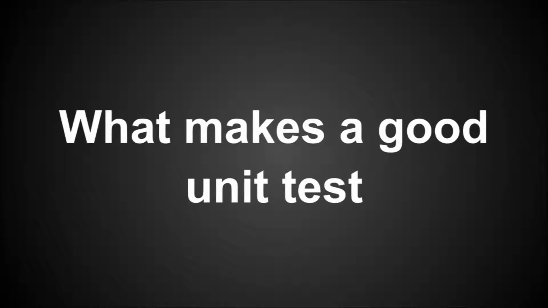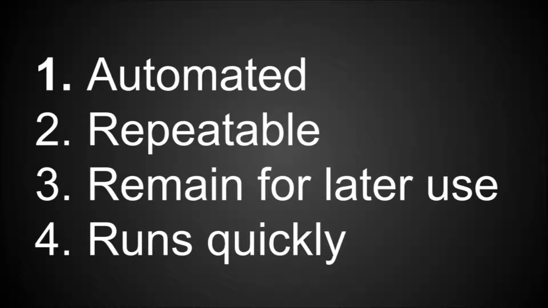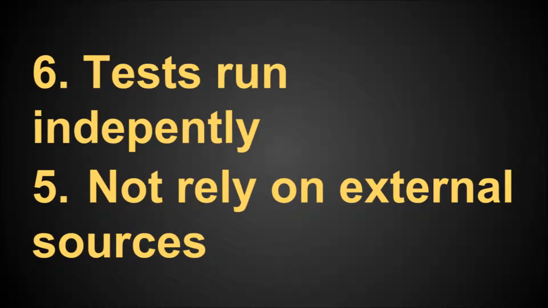So now we've seen what unit tests look like in code. But what makes a good unit test? Basically, they must be automated, repeatable, remain for later use, and run quickly. JUnit takes care of most of these, but you still have to ensure that tests can be run independently and do not rely on outside sources. What this means is you're basically just testing your class and nothing else. Not your database connection, not some code that some other vendor is making.